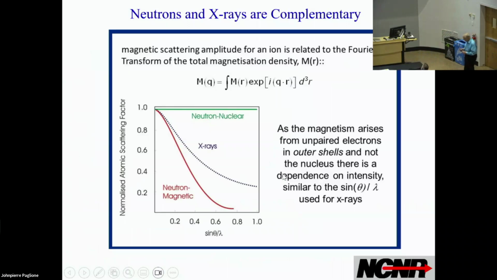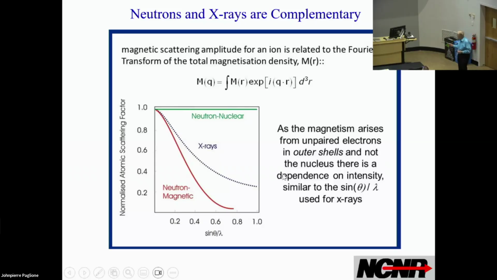Okay, so X-rays and neutron scattering. X-rays have a form factor. That's just the spatial distribution of the electrons in the system. Typically, they just use free ion calculations, and hopefully you don't have to worry about the bonding and things like that that change that distribution.